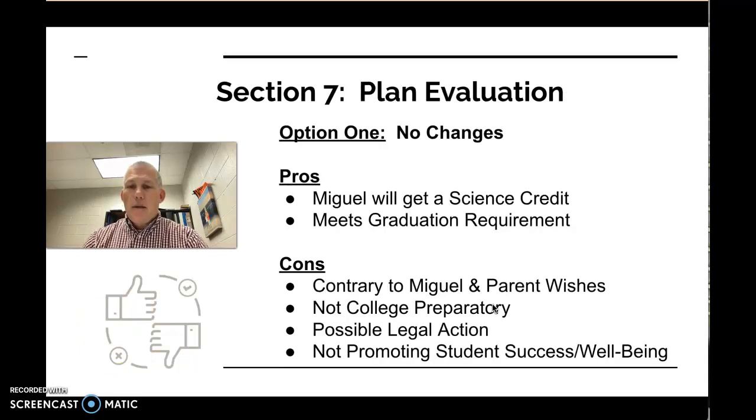So the only pro that I could come up with for the first one was that Miguel would get a science credit that meets his graduation requirement. The cons are that the alternative course is not what Miguel and his parents would like to do, and it might not allow Miguel to attend the post-secondary school of his choice. The district would probably be facing legal action, and most importantly, it is not what is in the best interest of Miguel, the district, the school culture, and the community.